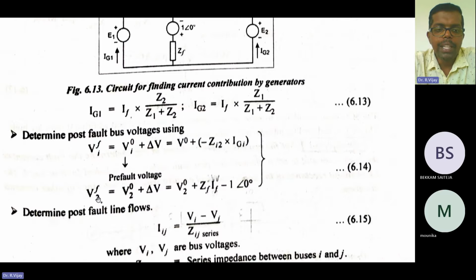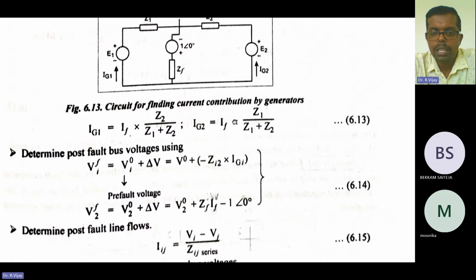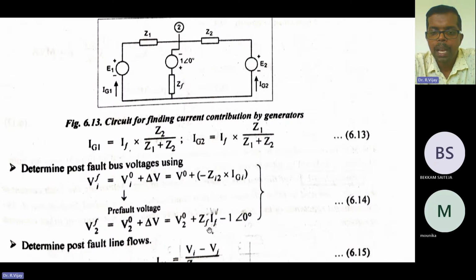Next, V2F, the voltage at the second bus. V2F is equal to V2 naught, that is the pre-fault voltage, plus delta V. Delta V is nothing but the change in the voltage. So V2 naught plus ZF into IF minus 1 at the angle of 0. ZF into IF is nothing but the fault impedance and the current at the fault, minus 1 at the angle of 0.